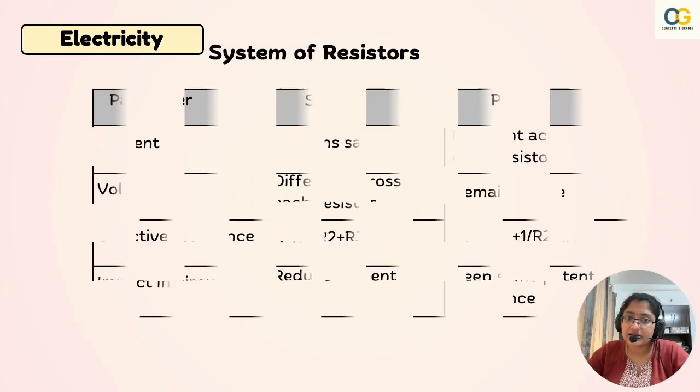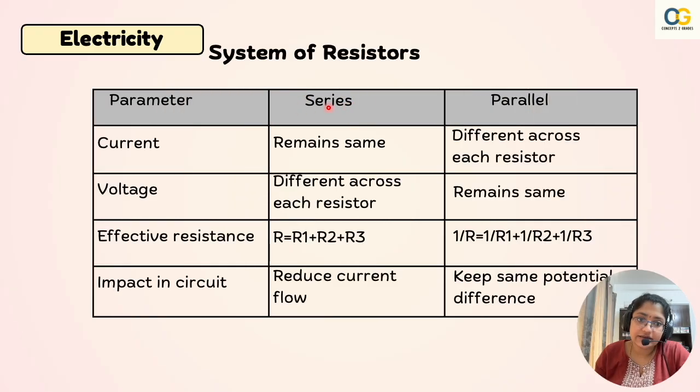So here let us summarize what we have learned so far. When connected in series, the current remains the same, but it is different in case of parallel. In parallel, it will be different across each resistor. The voltage will be different across each resistor in series, but it remains the same in parallel. The effective resistance will be R1 plus R2 plus R3 in series, and 1 by R will be equal to 1 by R1 plus 1 by R2 plus 1 by R3 in parallel. In the circuit, when they are connected in series, the resistance reduces the current flow, but when connected in parallel, it is to ensure that the same potential difference is maintained across different resistors that you add together.